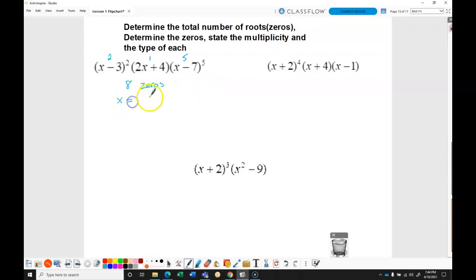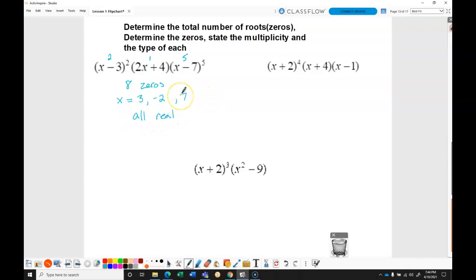That would be x equals positive 3, x equals negative, I'm just taking 2x plus 4 and setting it equal to 0 and solving it. That should get you negative 2. And the last one is positive 7. These are all real numbers here. Okay, so they're all real.